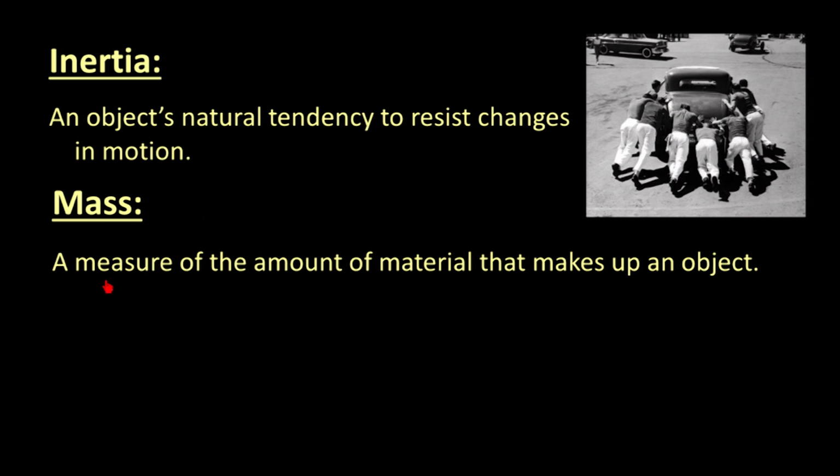The definition of mass is a measure of the amount of material that makes up an object. Now notice how very simplistic that is. It's a measure of how much stuff that something is made out of. So when you measure the mass of something, you're really measuring the quantity of the material that the object is made out of. I have a couple of examples here today that I'll show you.